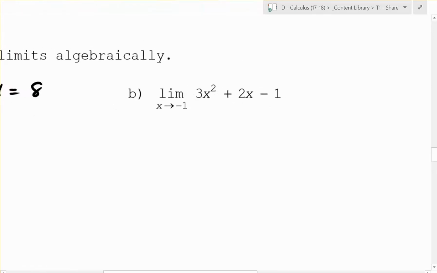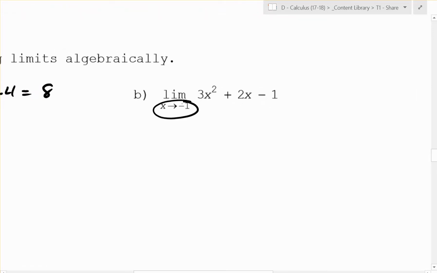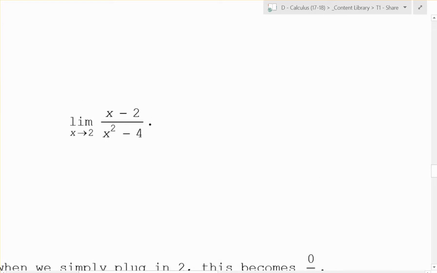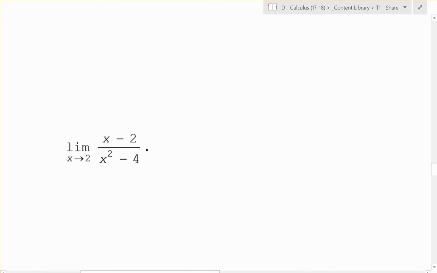Can you plug in -1 here? Can you plug in -1 into this function? Sure. 3 times (-1) squared plus 2 times -1 minus 1, 3 times 1 minus 2 minus 1, so it's 3 minus 2 minus 1, which is 0. Always check to see if you can plug in first. This one though, you can't plug in 2. 2 is not in the domain.